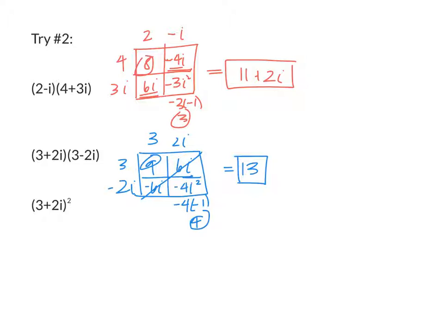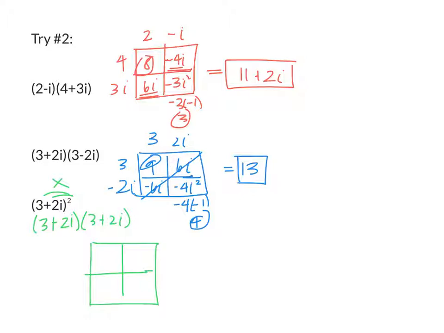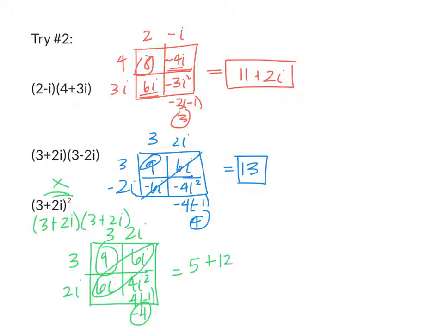Our last one, we have 3 plus 2i squared. Understand that 3 plus 2i squared is the same thing as 3 plus 2i times 3 plus 2i. If you just distribute your square inside, that is wrong, okay? That does not work. So if we create a box, this is 3 and 2i, and then 3 and 2i. It leaves us with 9, 6i, 6i, and 4i squared. 4i squared is the same thing as 4 times negative 1, which is negative 4. So again, adding your like terms, 9 and negative 4 will give you 5. And then 6i plus 6i is 12i. So your answer is 5 plus 12i.